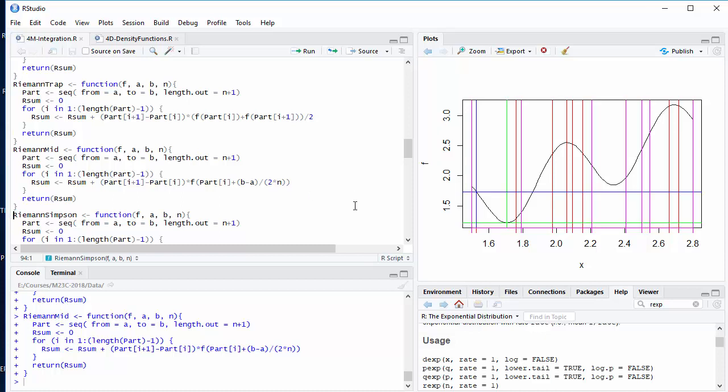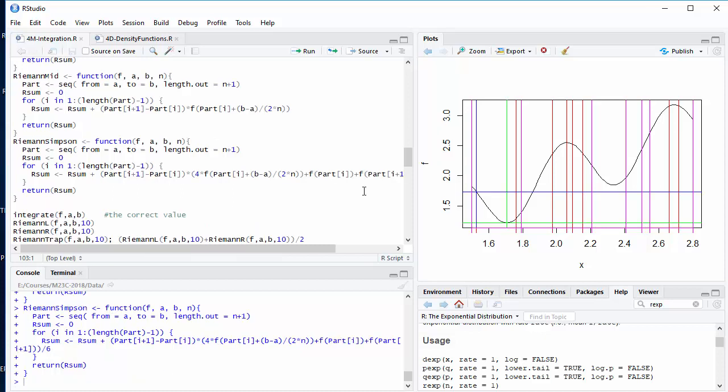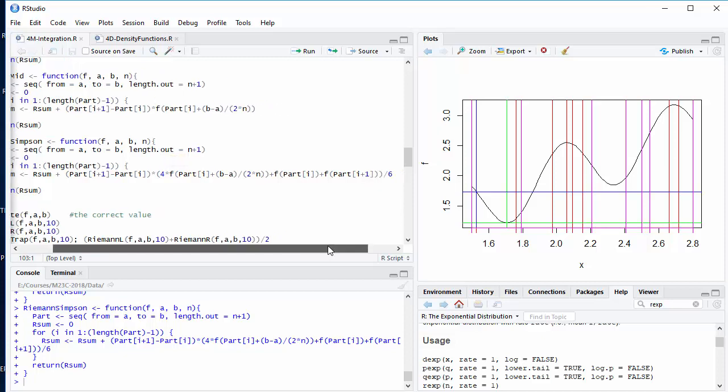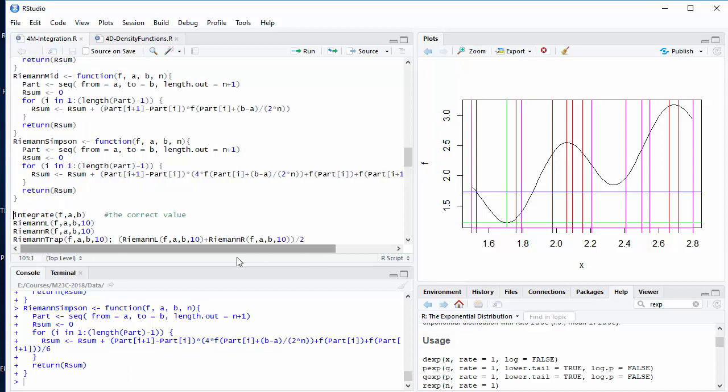To get a Simpson's rule sum, I use a weight of 4 on the midpoint and weights of 1 on the 2 endpoints, divide the whole business by 6. So let's see how these do.